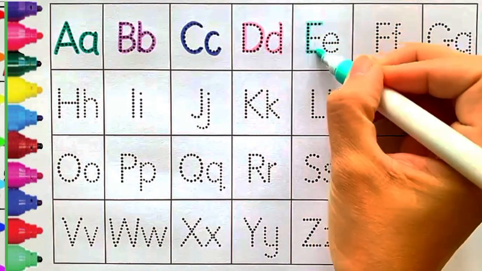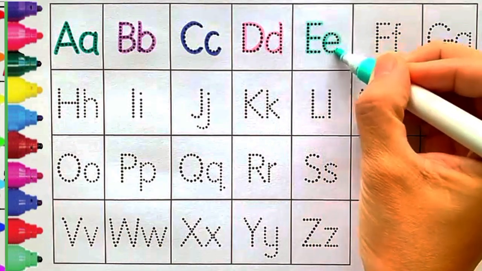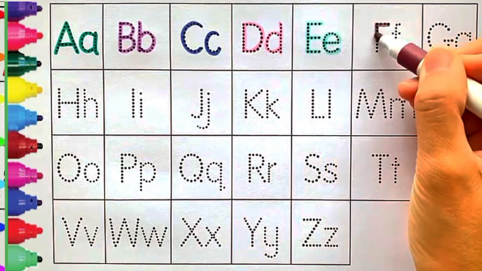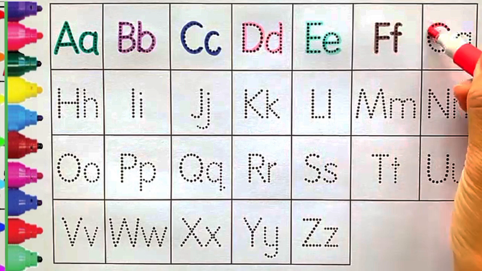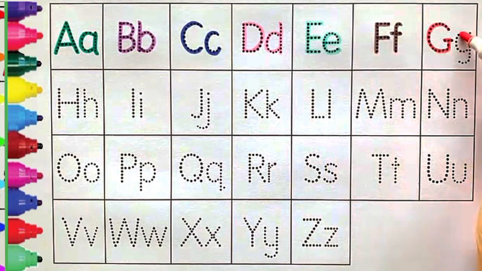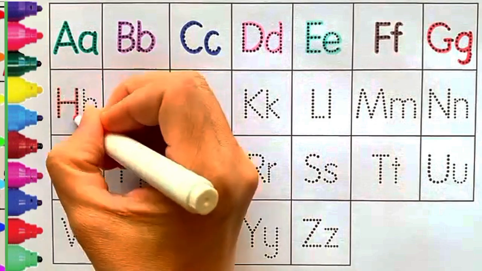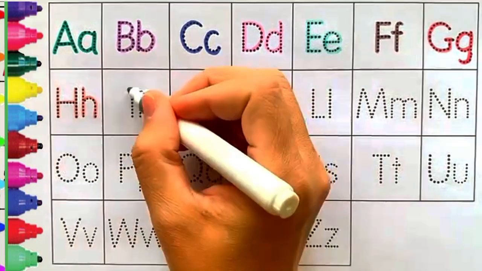E. E for elephant. E for egg. F. F for fish. F for frog. G. G for goat. G for grass. H. H for horse. H for hen.